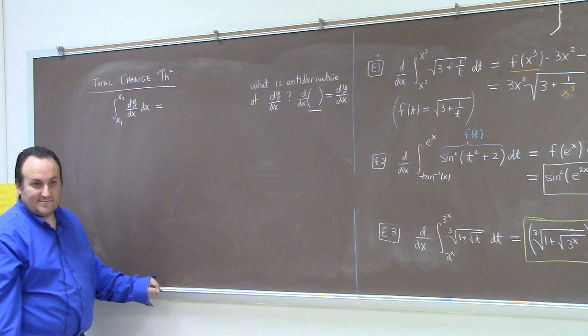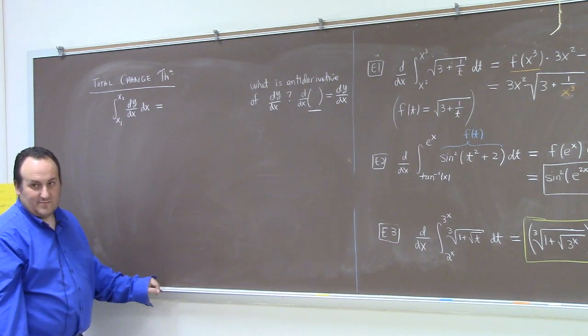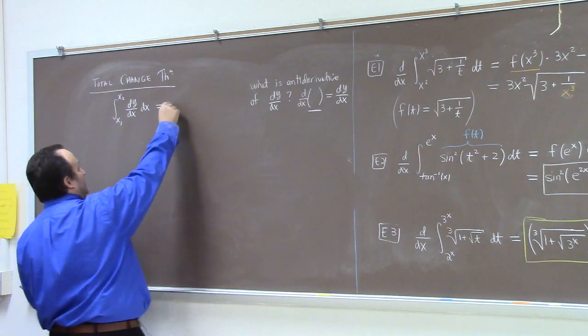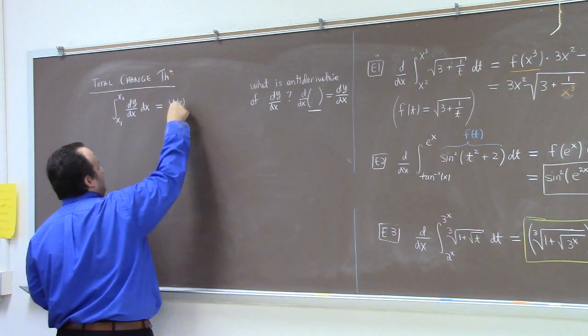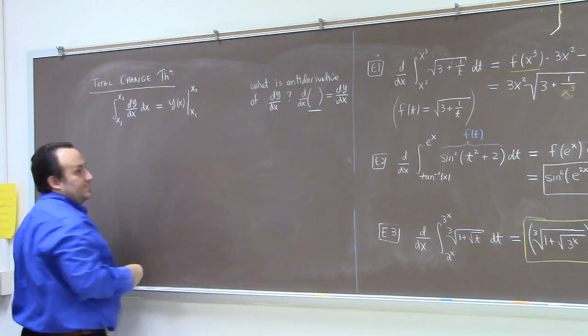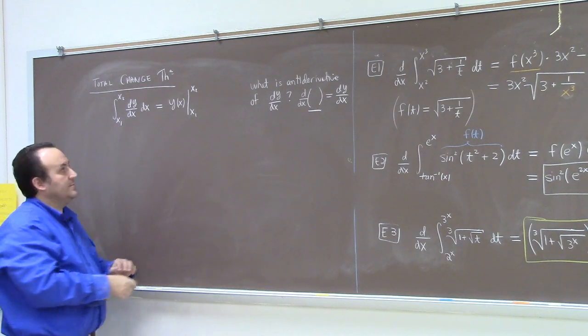Just y. Y is what you differentiate to get dy dx. I know it seems too simple, but that's it. So this is y of x evaluated from x1 to x2 by FTC II. Right?